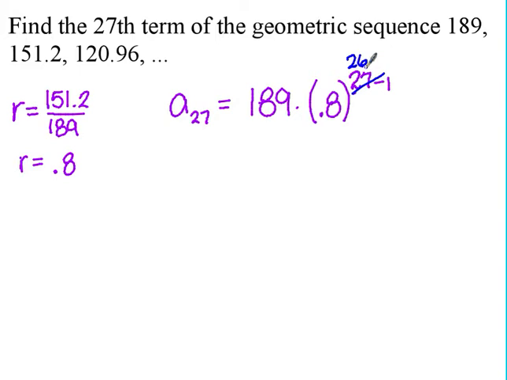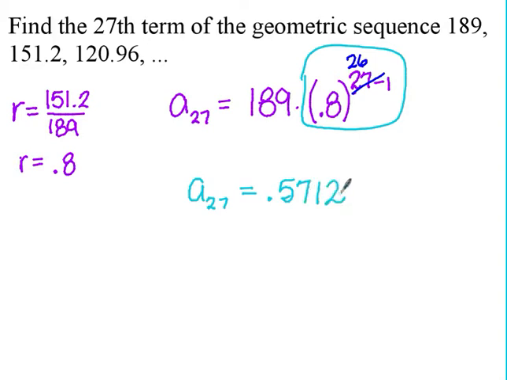Now on your calculator, how do you do this? You have to do the 0.8 to the 26th power first. So do that. Take your answer times 189. 0.5712. Is that what I got over here? Yep. Okay. 0.5712.